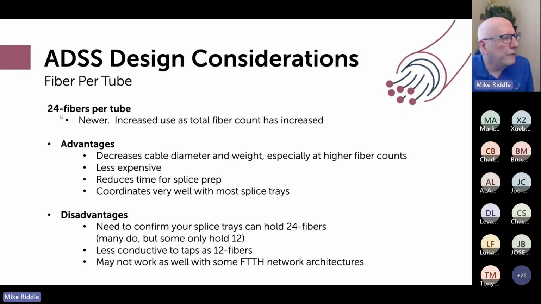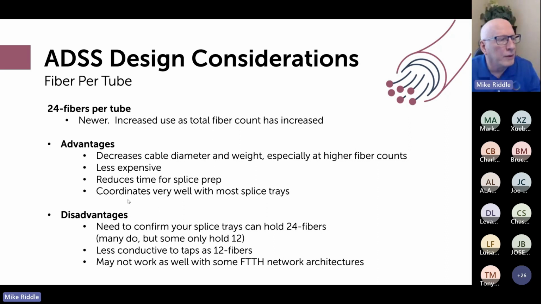Next up, the 24 fibers. Newer, but again, you see a lot more of it because total fiber counts have increased. So I mentioned if you're doing a 288 fiber cable, if you're using 12 fiber tubes, you need 24 tubes. If you're using 24 fiber tubes, you only need 12. So that has the effect of decreasing cable diameter and weight. It makes the cable less expensive.